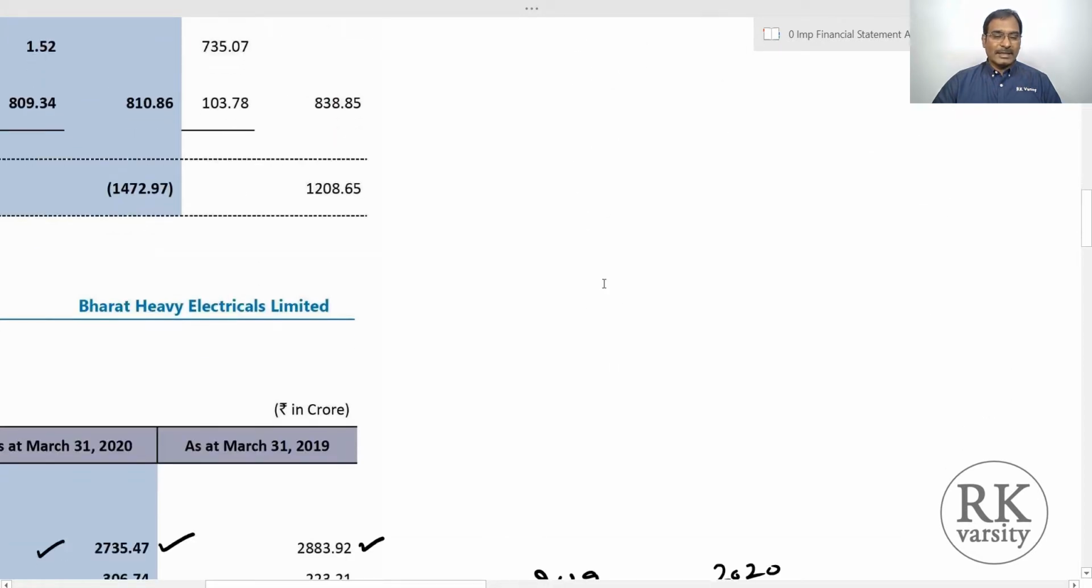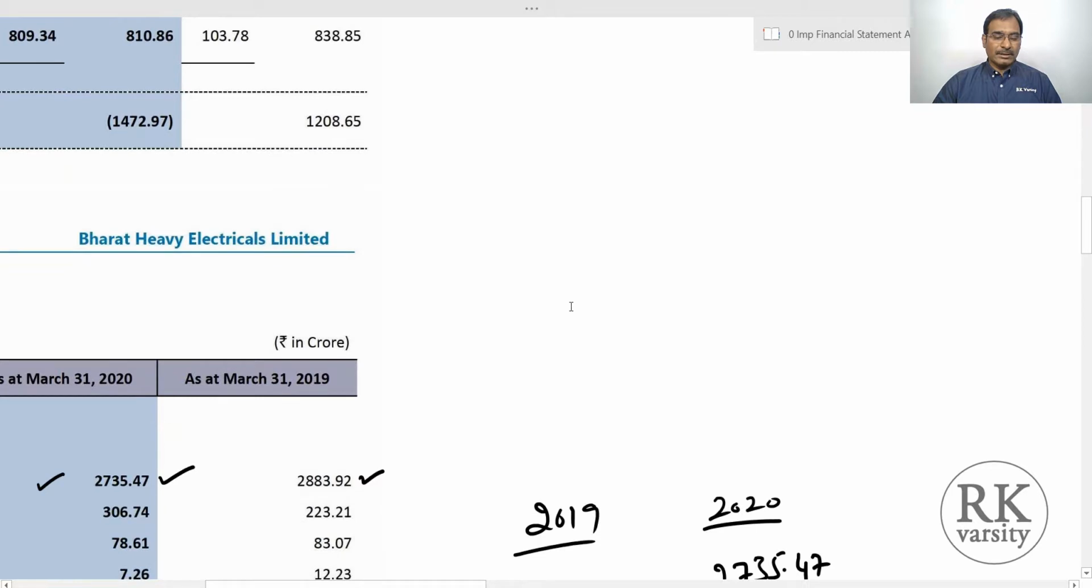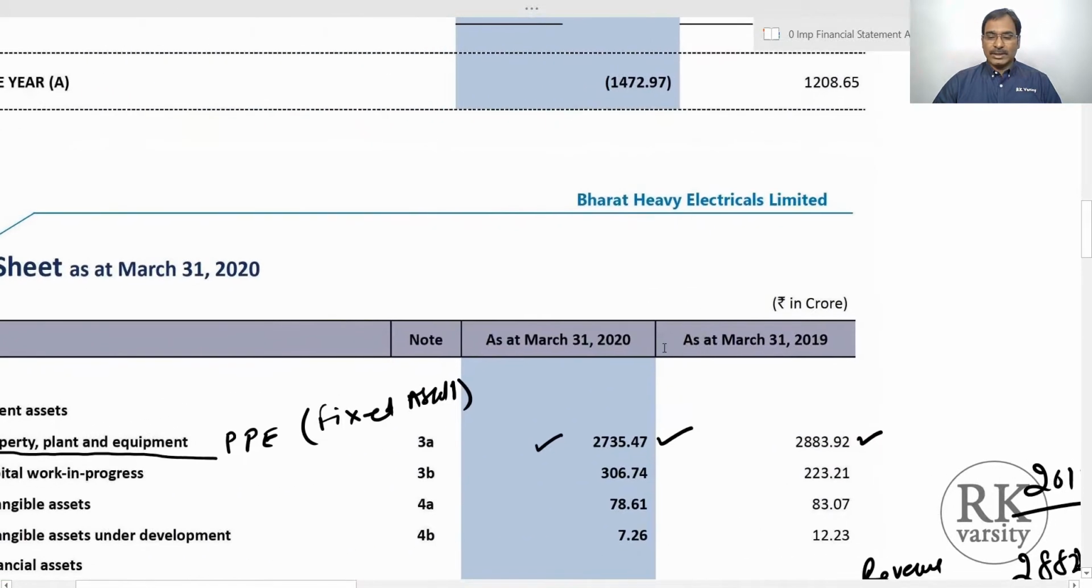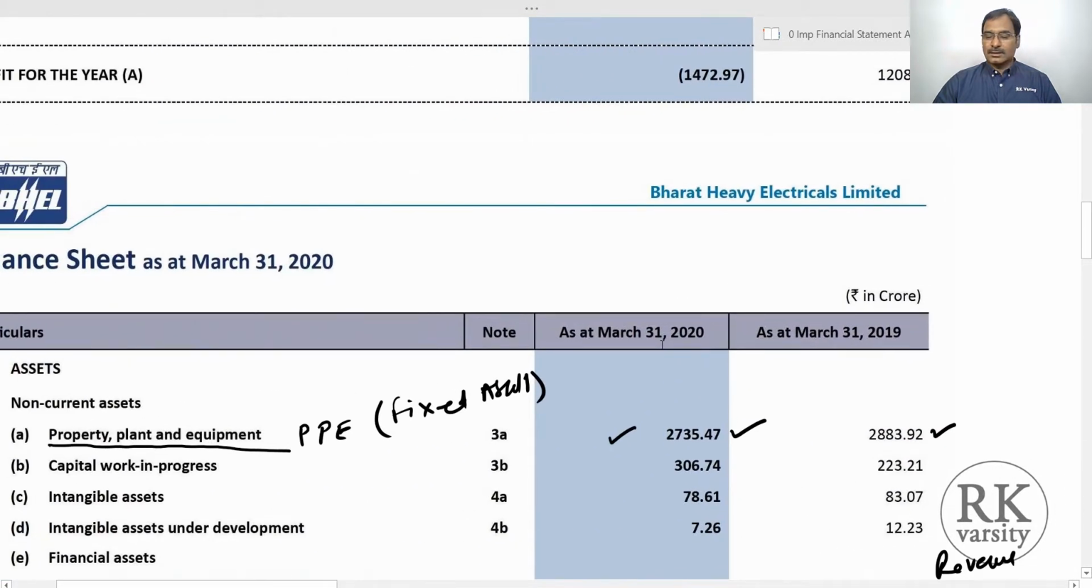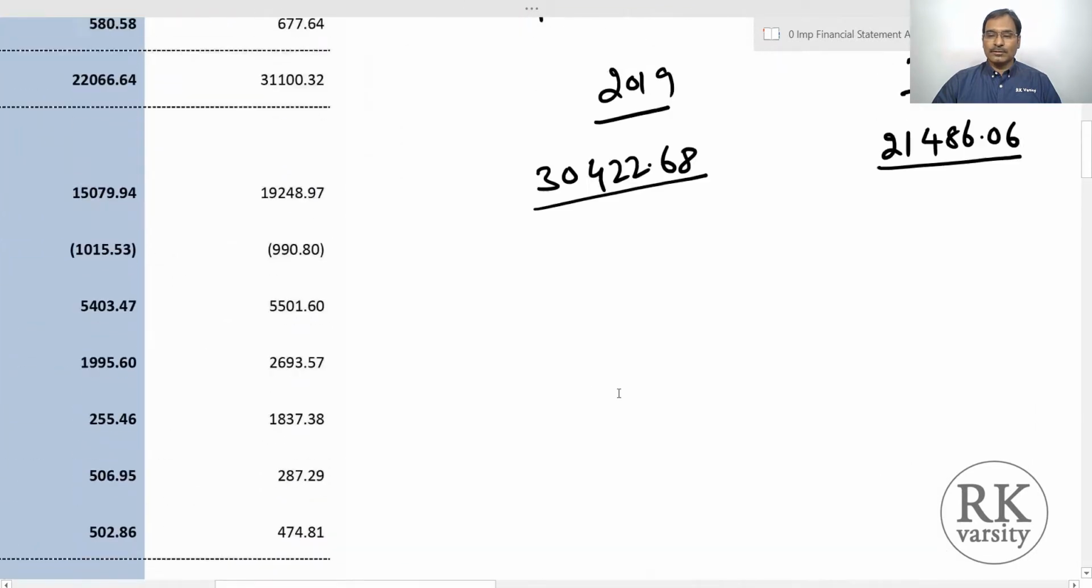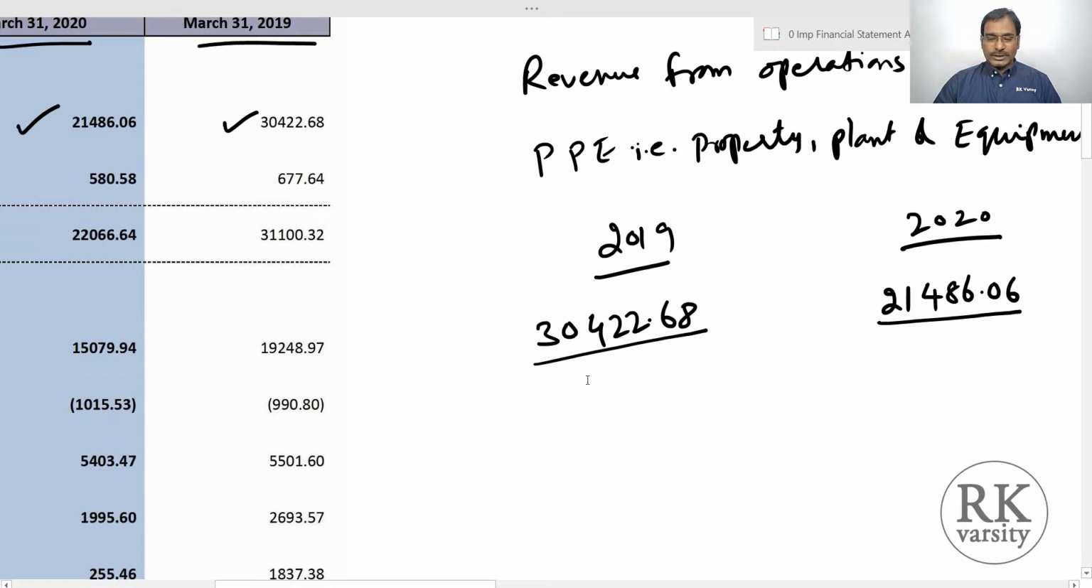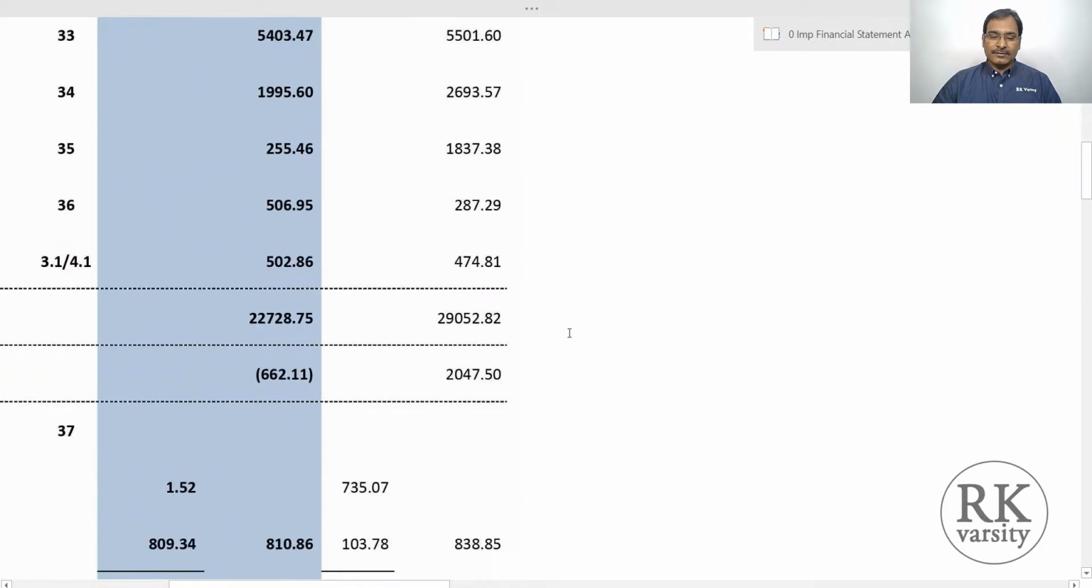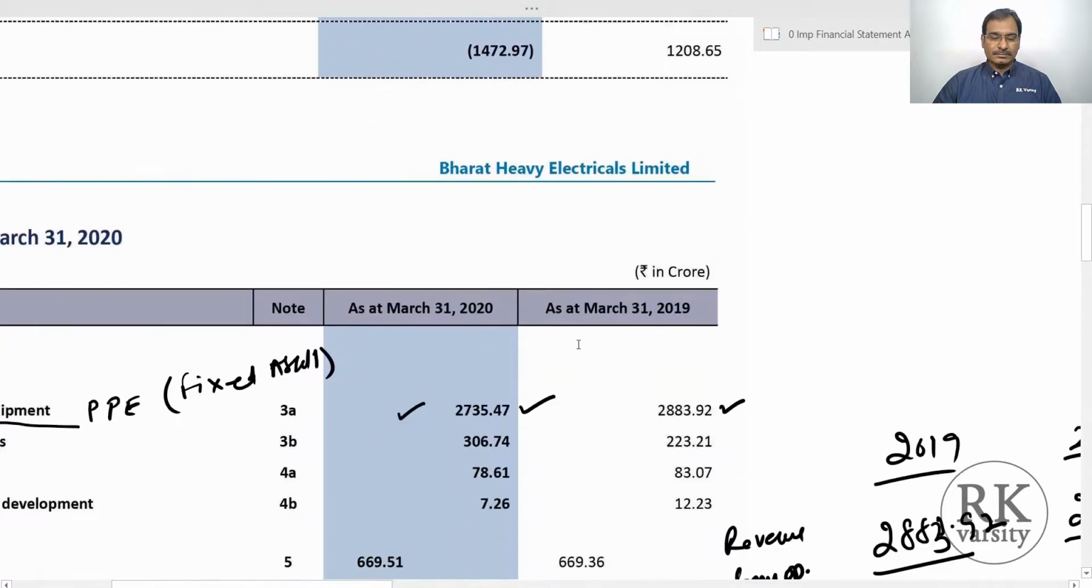From the balance sheet, you will get the property, plant and equipment. This is for the year 2019: 2,884 crore. I am just rounding off. So 2,884 crore. And then for 2020, 2,736.